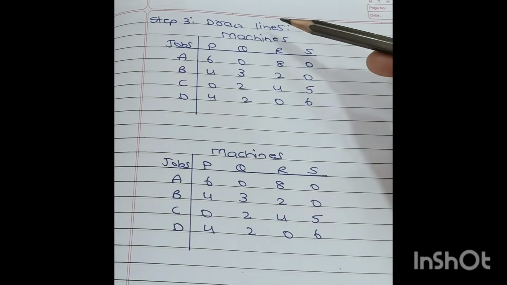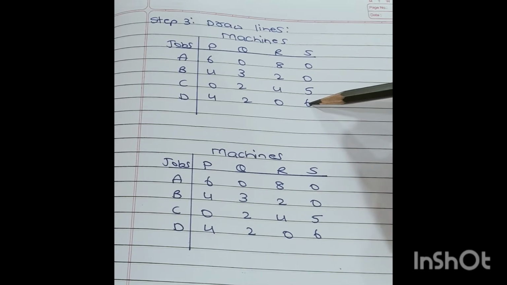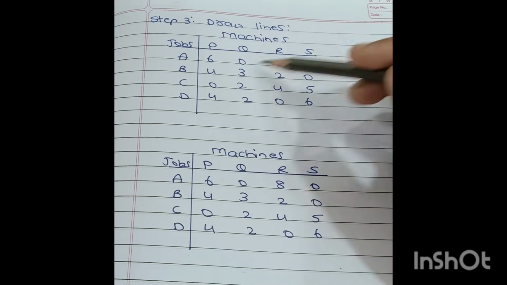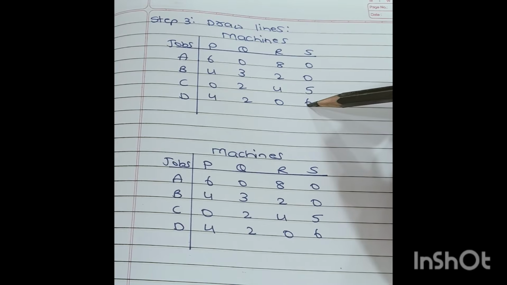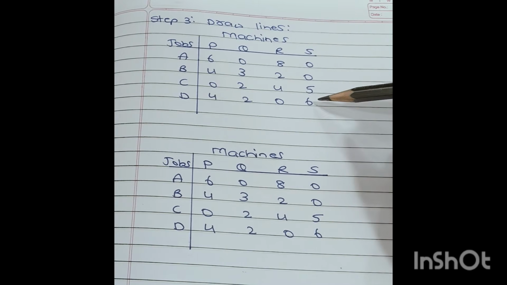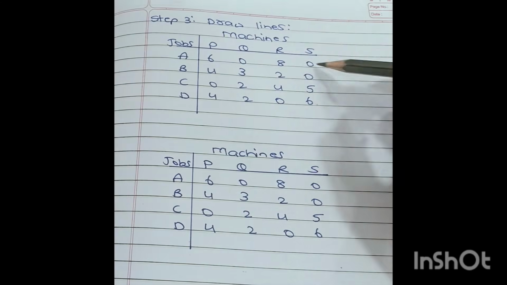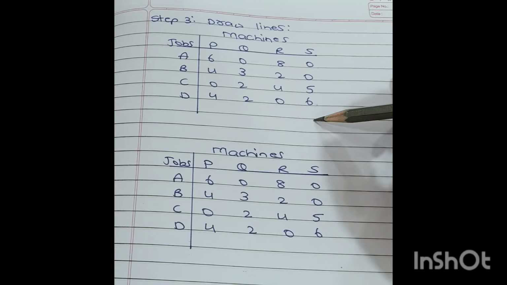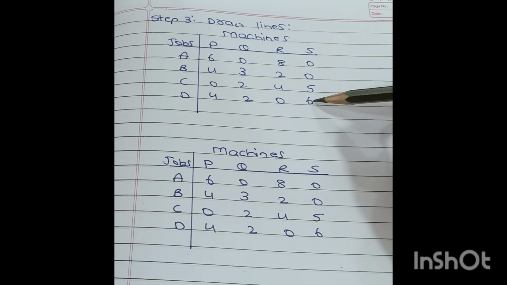Now, step number 3 is draw lines. The matrix that we have got in the column subtraction or column reduction step, that is step number 2, same matrix I have written here for step number 3, drawing lines. Now the criteria for drawing lines is we have to draw a line either row wise or column wise. The only criteria is that the line should cover the maximum number of zeros.